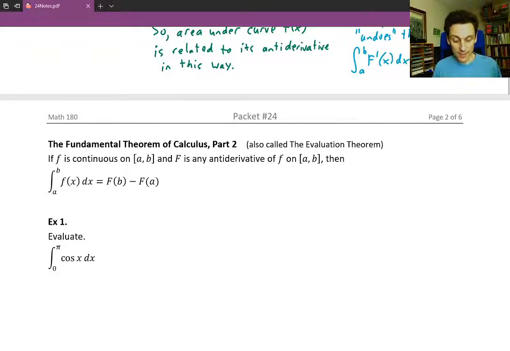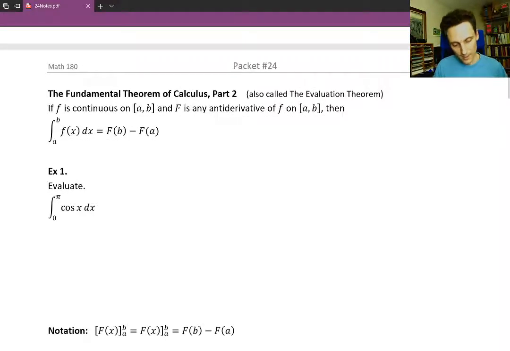Now f has to be continuous for it to be integrable, continuous on the closed interval from a to b. And big F can be any antiderivative, it turns out, of little f, and this is still going to be true. So it doesn't have to be a specific antiderivative, just any antiderivative. Often we're just going to choose an antiderivative that has our constant 0, so we don't have to be always writing a constant. So we'll just conveniently choose the antiderivative that has a plus c of 0.